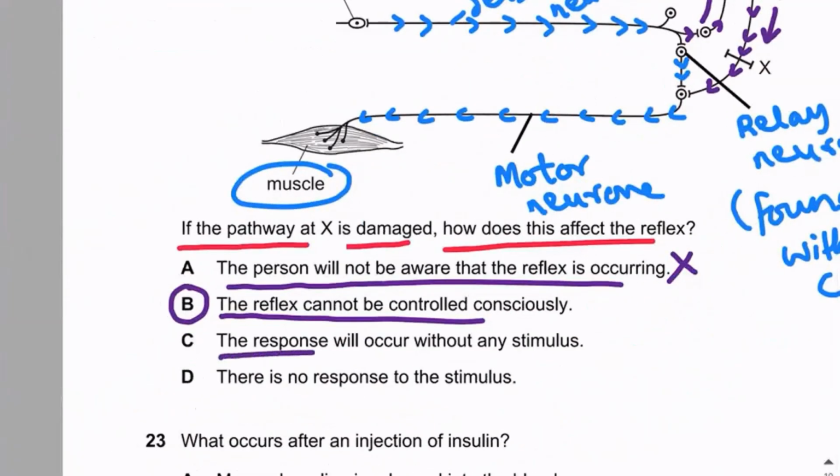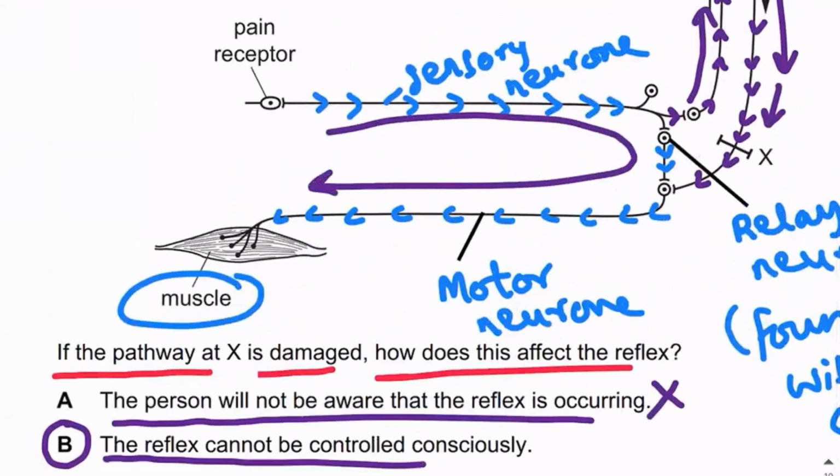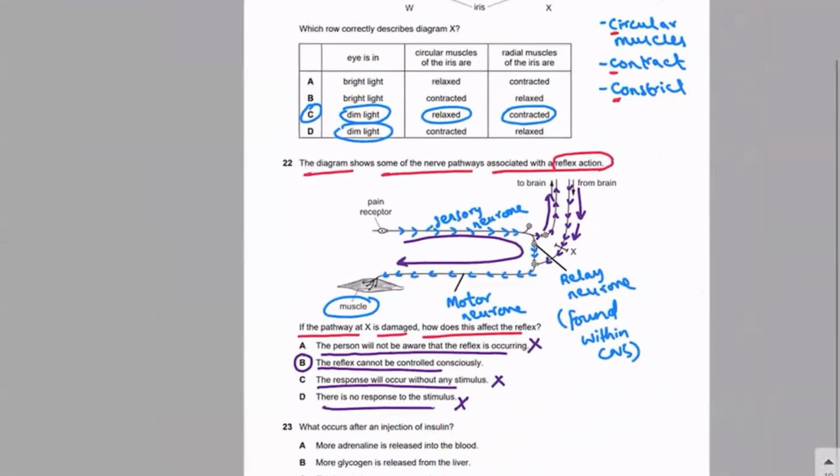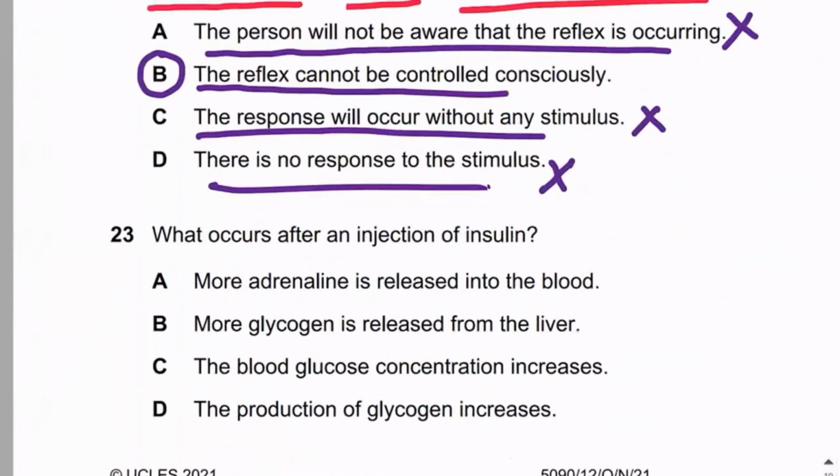The response will occur without any stimulus. No, response cannot occur without any stimulus. There is no response to the stimulus. Guys, response will occur. This statement is false. Response will occur because the reflex arc is intact. Response is due to the reflex arc, and the reflex arc is very well intact. The answer is B. Let's move on to the next MCQ, that is MCQ number 23.